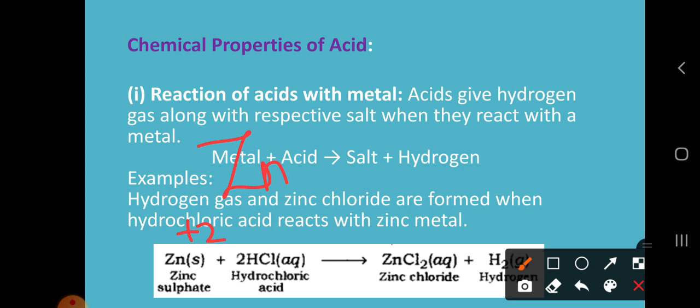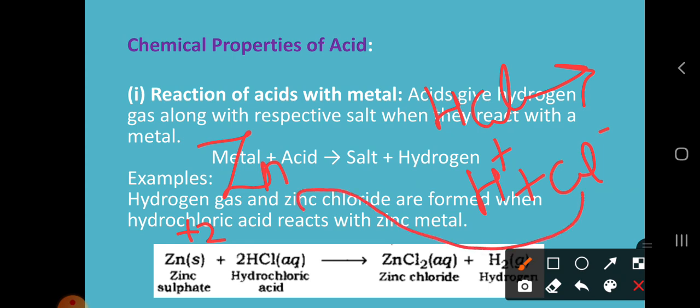Okay, so Zn has the +2 valency, so it has the ability or tendency to make two bonds. But what is the valency of Cl? As you know, in the aqueous solution HCl will dissociate into H plus and Cl minus. This Cl minus will make the bond with the Zn. So here it has the plus 2 valency but Cl has only 1. So to make the bond with the zinc it needs another chlorine atom. That's why the salt formed is ZnCl2.